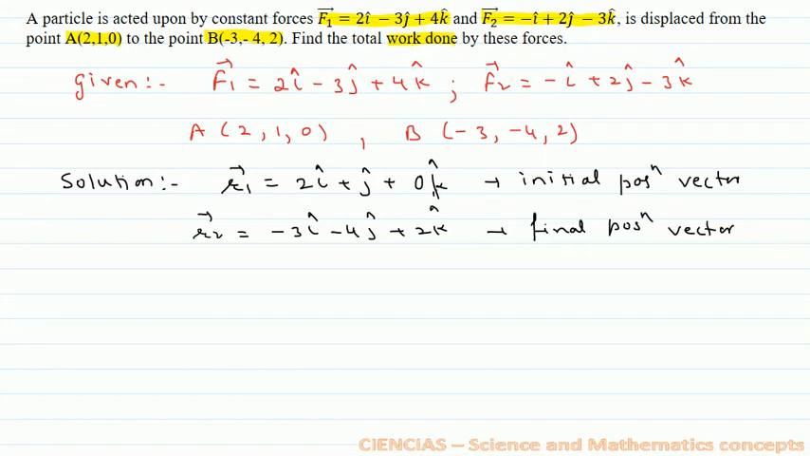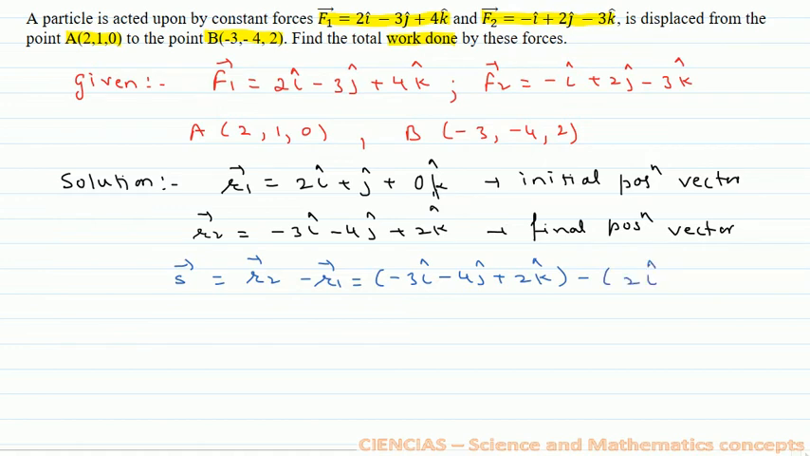Now what will be the displacement of the body? Displacement is given by final position vector minus initial position vector, that is equal to minus 3I cap minus 4J cap plus 2K cap minus (2I cap plus J cap plus 0K cap). So on solving this, the displacement comes out to be minus 5I cap minus 5J cap plus 2K cap.